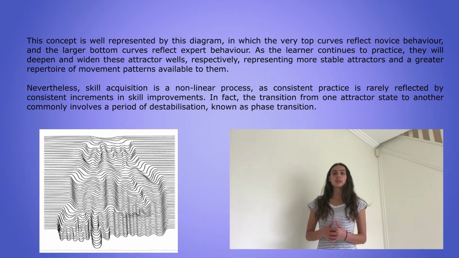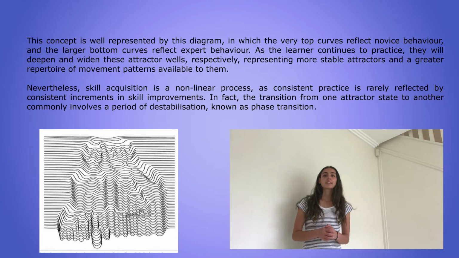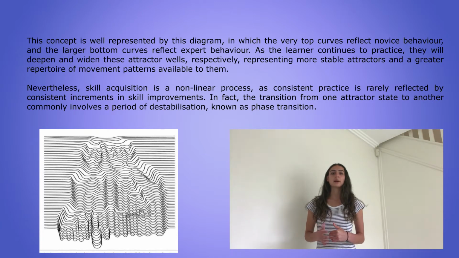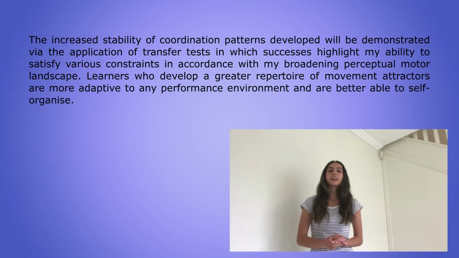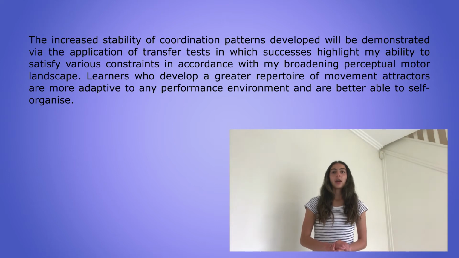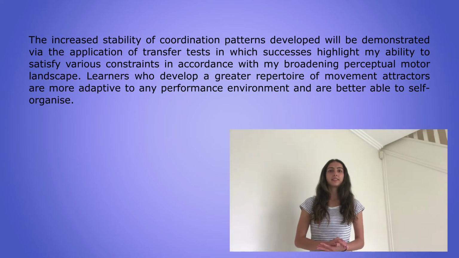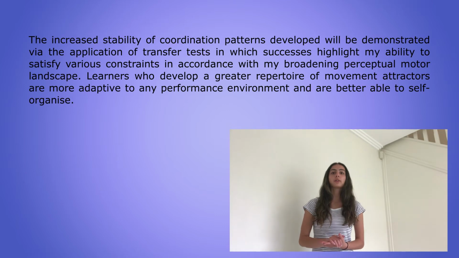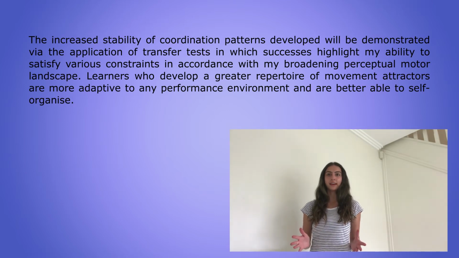Nevertheless, skill acquisition is a non-linear process, as consistent practice is rarely reflected by consistent increments in skill improvements. In fact, the transition from one attractor state to another commonly involves a period of destabilization known as phase transition. Throughout this video, the increased stability of coordination patterns developed will be demonstrated via the application of transfer tests, whose success highlights my ability to satisfy various constraints in accordance with my broadening perceptual motor landscape.